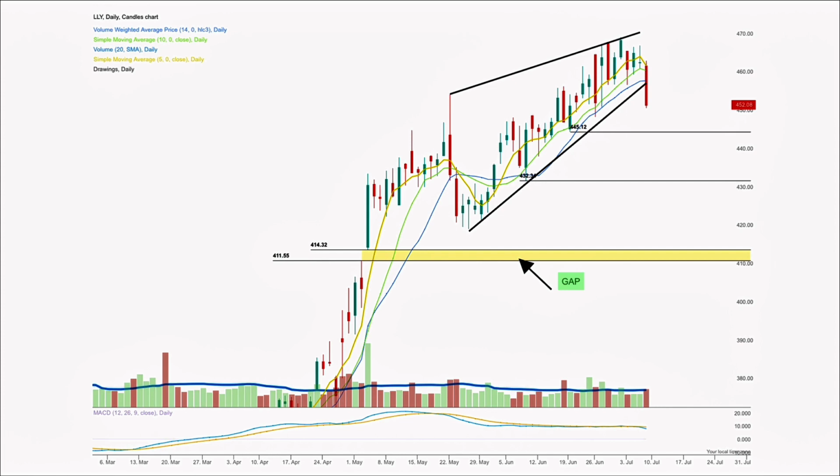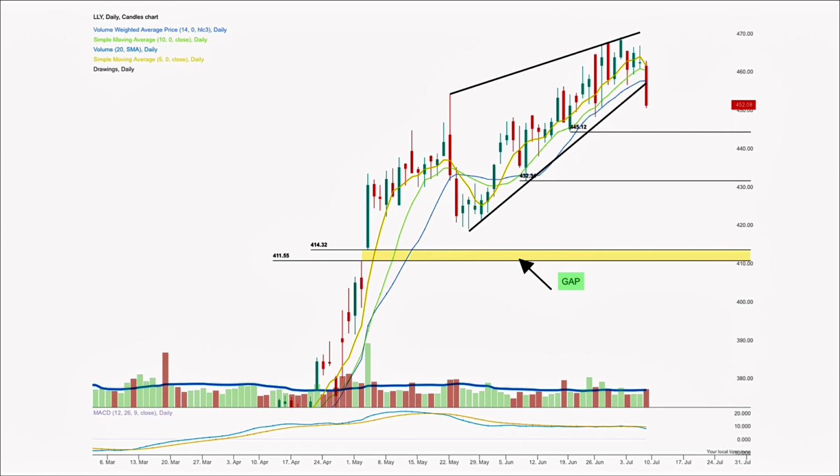$445.12 to $446. But if it closes below $445.12, the next target would be $432.34 to $434. However, if it closes below $432.34, then you may see a move all the way down to $423.87 to $424.50.